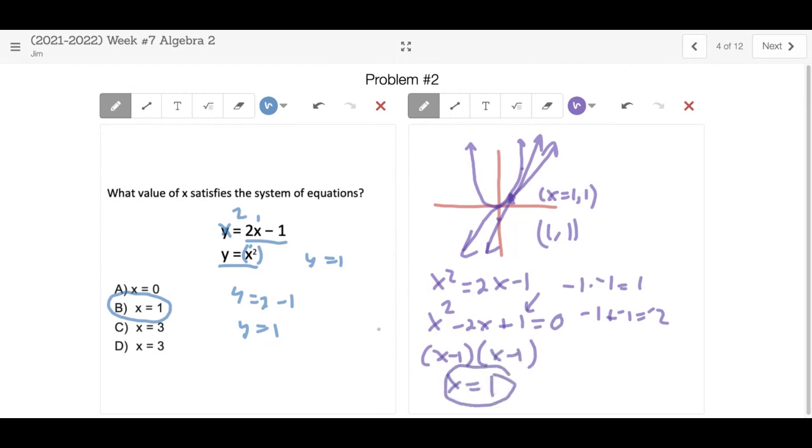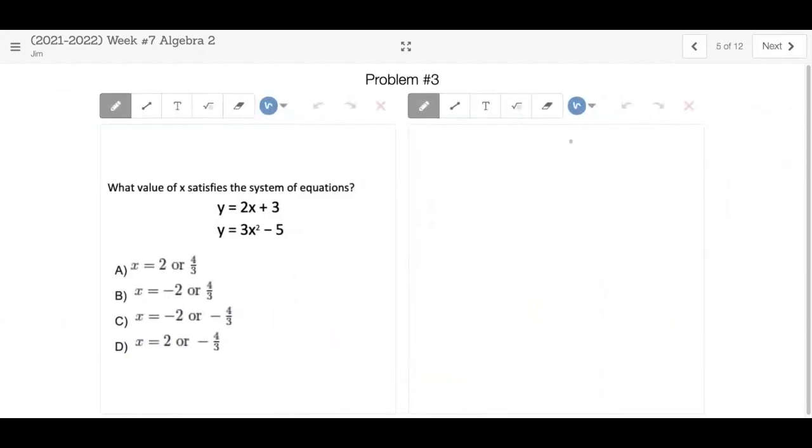I get the same answer regardless if I use substitution or I graph. Okay? Both ways, same answer, doesn't make a difference. Any questions on that? The graphing or the substitution? You guys okay? All right, let's go to problem number 3 on the practice.